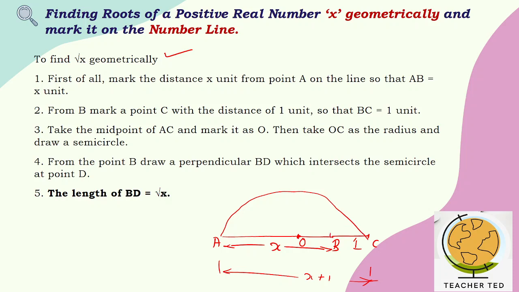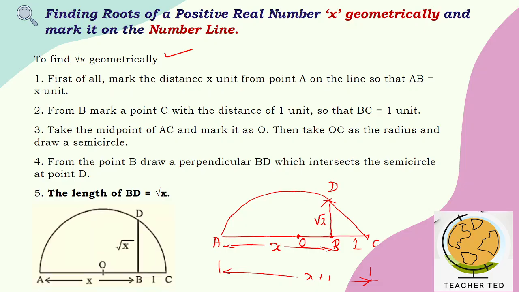Now you draw a perpendicular line from B that will cut the arc, and mark it as D. So the distance BD is the value of root x. You can see here one of the important ways of representation. AB distance is x and 1 unit is BC, and take it in half. Take the midpoint of AC and mark it as O. Then take OC, OB or OA as radius and draw a semicircle. From point B, draw a straight line, and the length of BD gives root x.